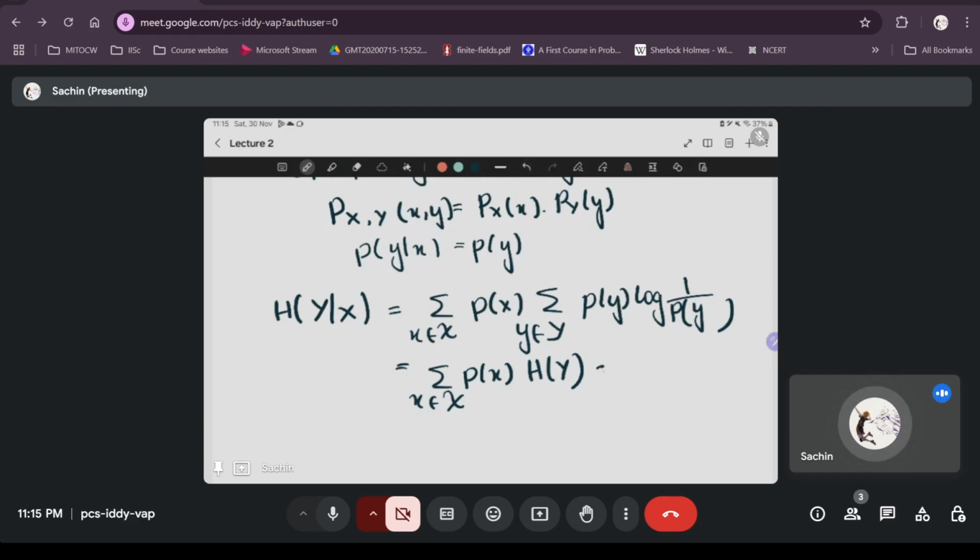So you can take the H of y outside and write it as H of y times the summation of p of x, x belongs to script X. And if you sum over all the outcomes in the alphabet, you will get probability 1, the probability of the sample space is 1. So this is nothing but H of y. So if x and y are independent random variables, the conditional entropy of y given x is nothing but the entropy of y. So that's one useful result.